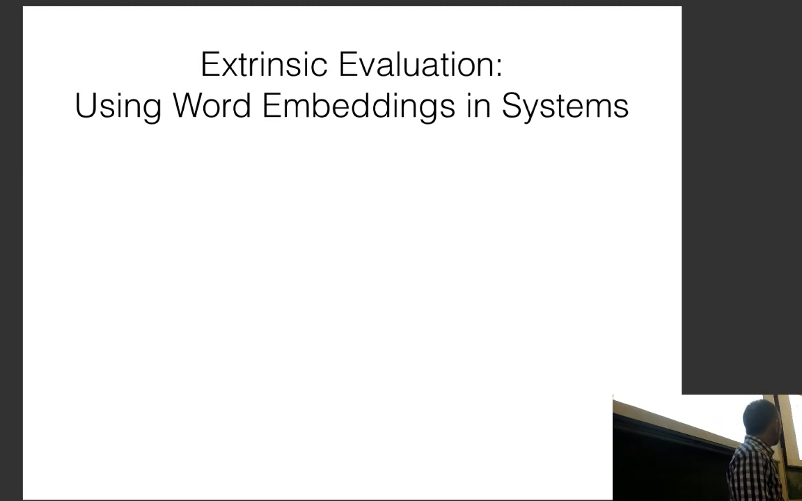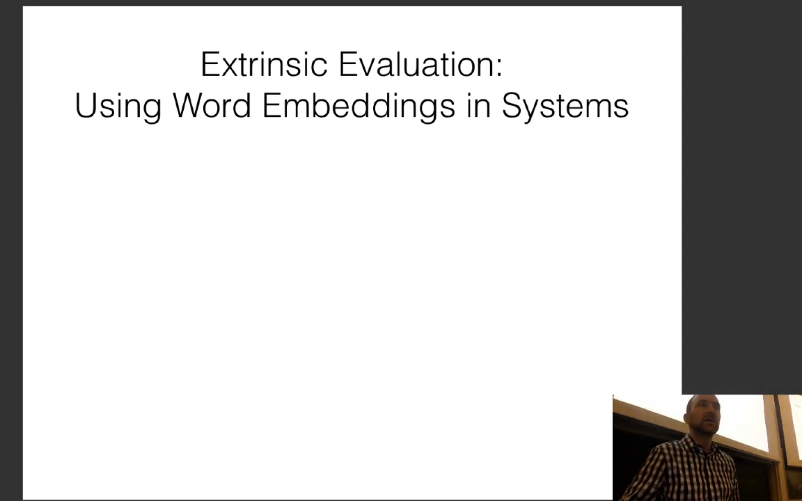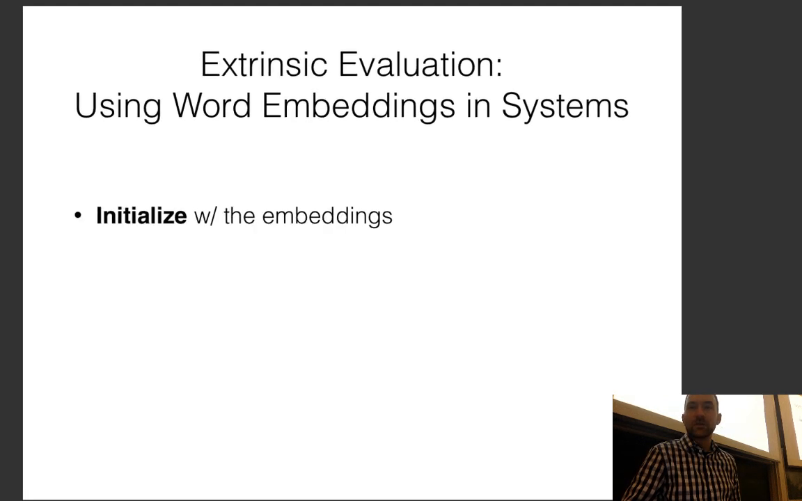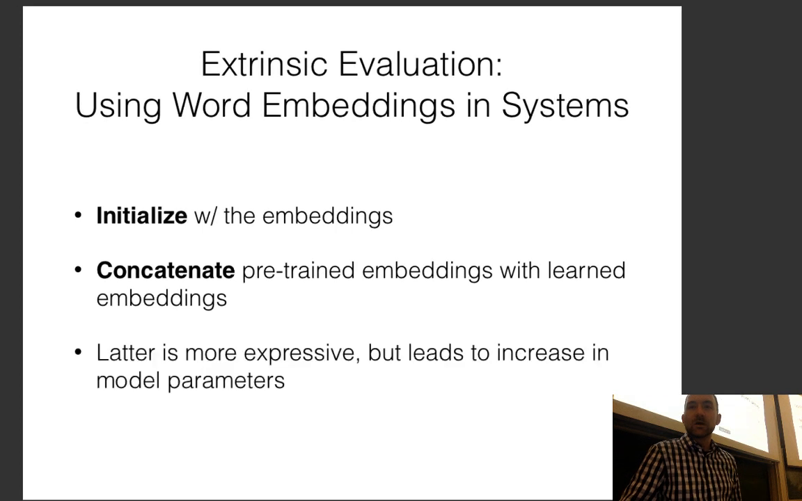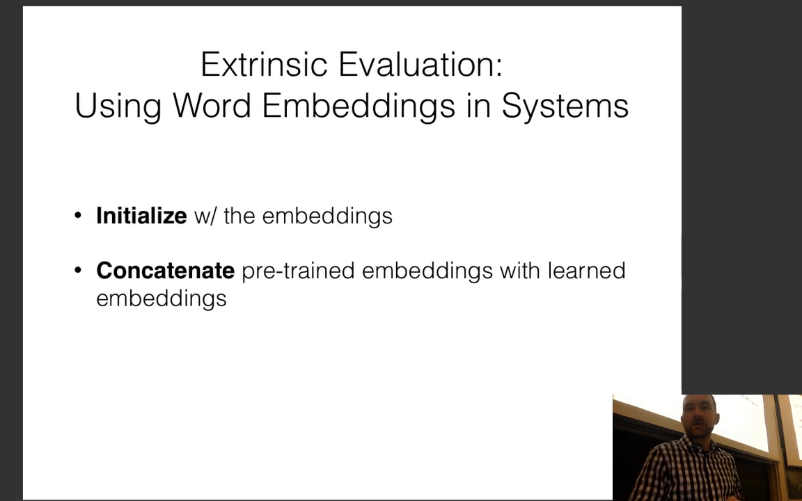Then with respect to extrinsic evaluation, basically what you do is you take word embeddings and then you use them in your favorite downstream system. And this can be any system whatsoever. So you can initialize with embeddings, or concatenate the pre-trained embeddings. You can also multiply the embeddings by a transformation matrix. You can add a difference and regularize the difference. So there's all kinds of different ways you can use them.